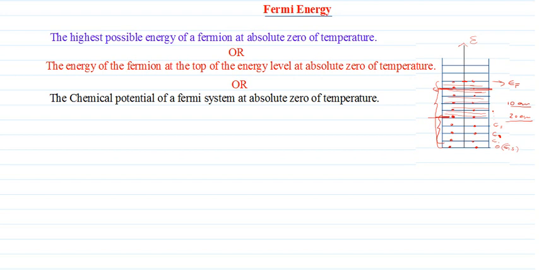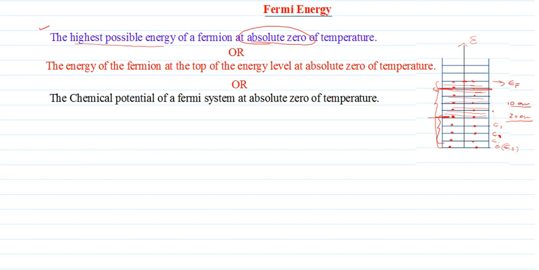Okay. Now see, here I have reproduced some of the conclusions of our previous lecture as the definitions of Fermi energy. The Fermi energy can be defined in different ways. One way of defining the Fermi energy of a system is this one. So this is the first definition, and it is one of the simplest: the highest possible energy of a fermion at absolute zero. So the key word here is at absolute zero. The Fermi energy of a system is defined as the highest possible energy of a fermion.